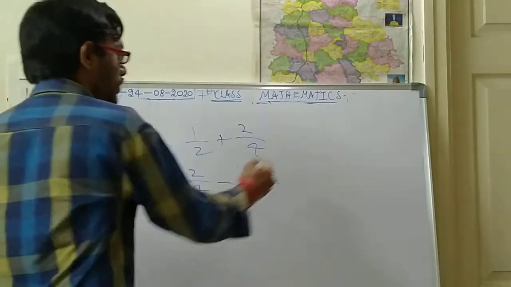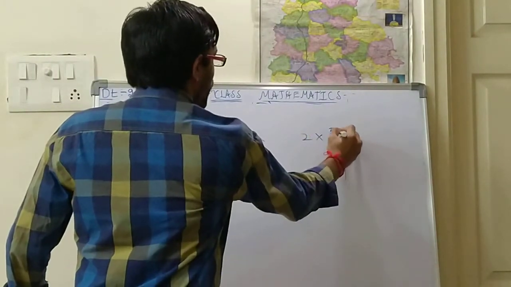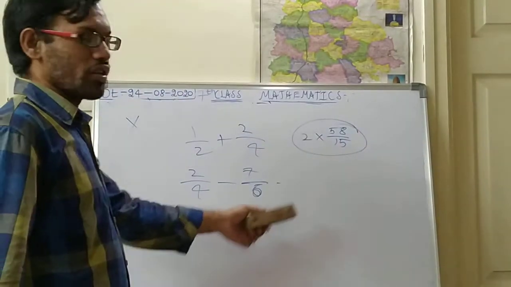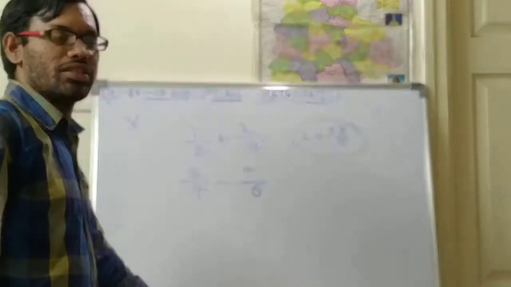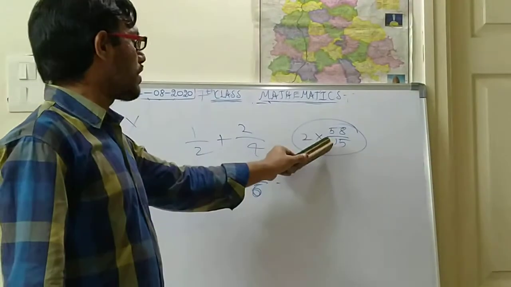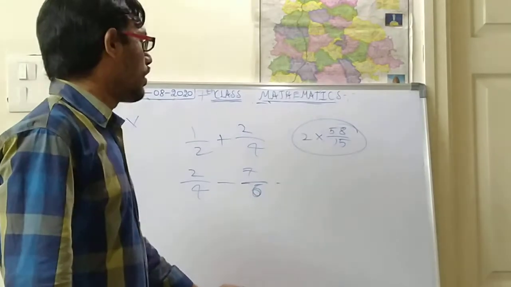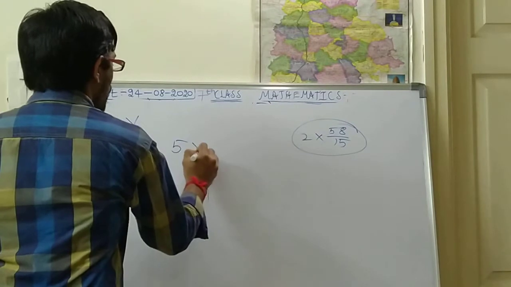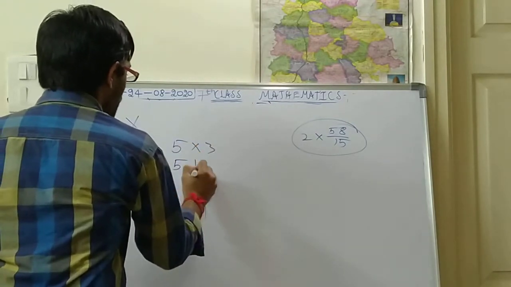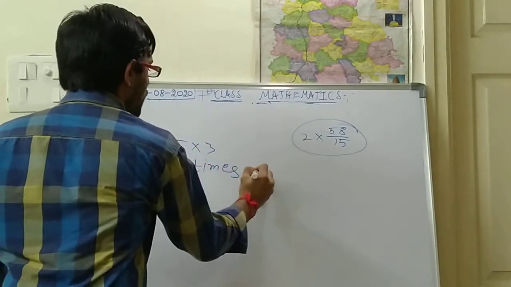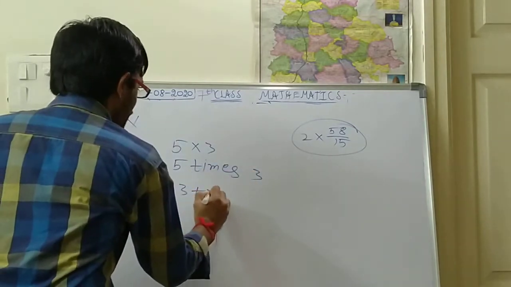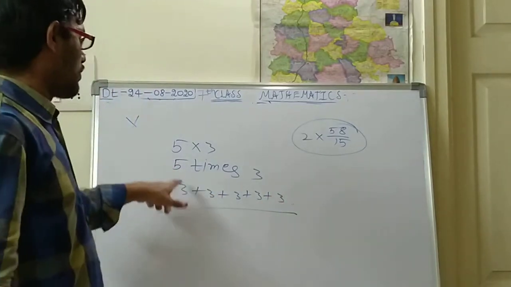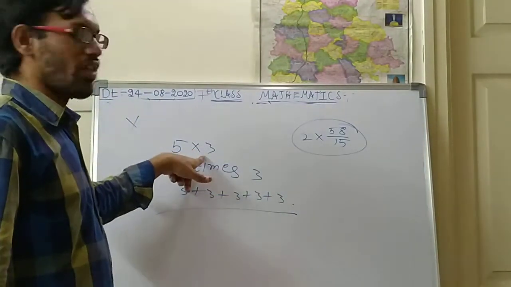Just now you have seen one of the problems, 2 into 58 by 15, in the solution of the previous problem. Is it right, children? This is called multiplication of fractions. Suppose you want to do any multiplication, what will you do? 5 into 3 means 5 times 3. That means 3 plus 3 plus 3 plus 3 plus 3, you add 5 times, then that is 5 into 3.